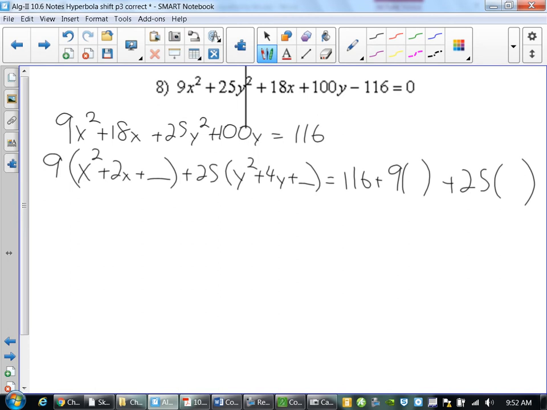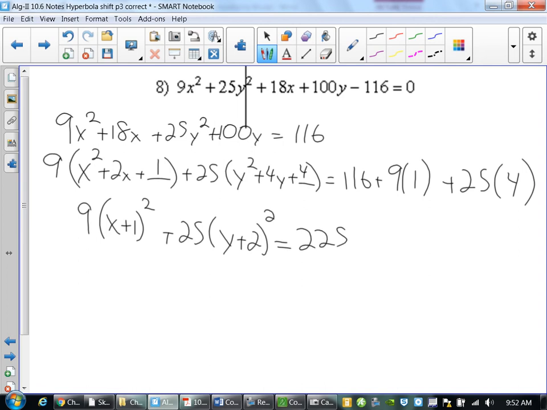Half of 2 is 1, square it is 1. Half of 4 is 2, square it is 4. Looking good so far. 9 times (x plus 1) quantity squared plus 25 times (y plus 2) quantity squared equals 100 plus 225? Yeah. Look at that, that's clean. It works out. Nice.